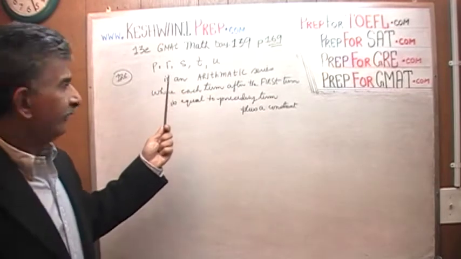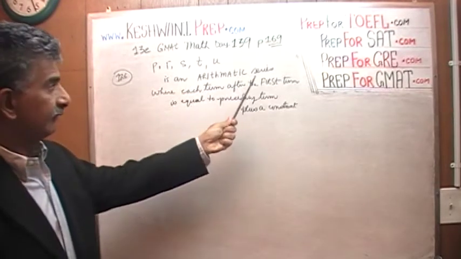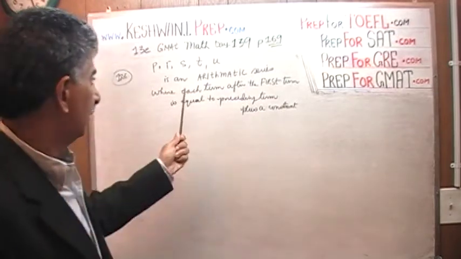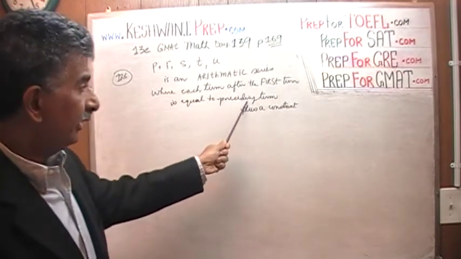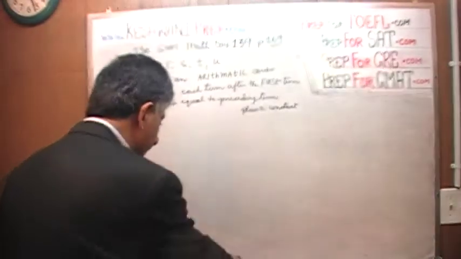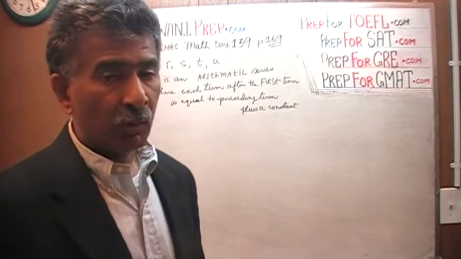So we have an arithmetic sequence here, P, R, S, T, and U. What is an arithmetic series? An arithmetic series is where each term after the first term is equal to the preceding term plus a constant. The first term is an exception. That's your starting point, and the starting point can be any number.